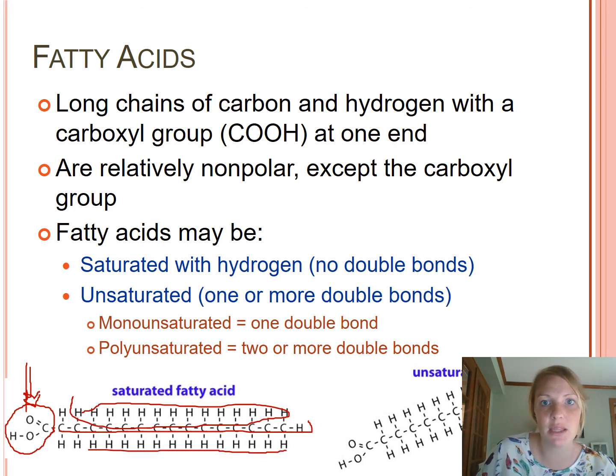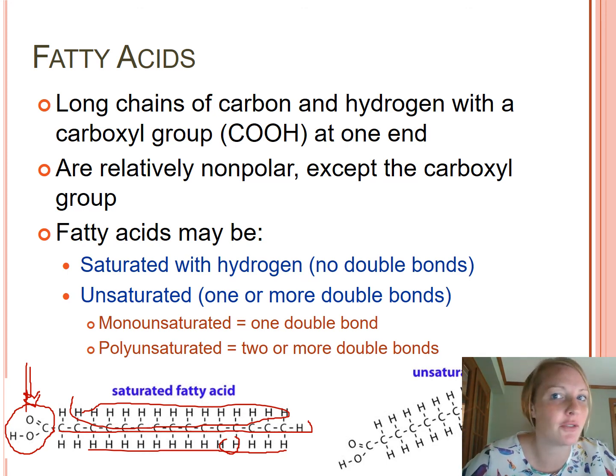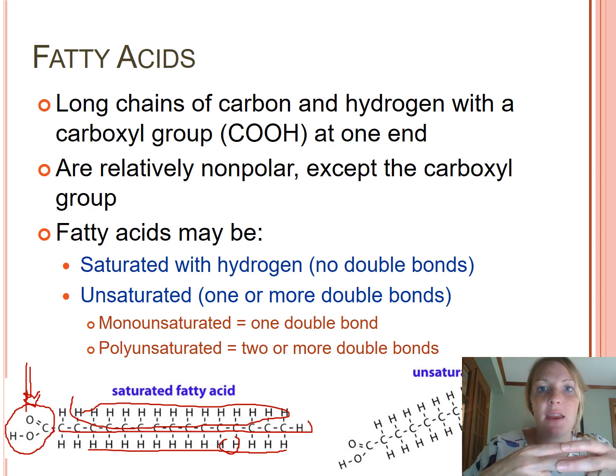So this is completely saturated. There's not a missing hydrogen. If there is a missing hydrogen, what can happen is a double bond can form between 2 carbons, because if you pull off a hydrogen, you're losing an electron, and those valence shells do not like to be missing something, and so a double bond will actually form, and it causes this fatty acid to sort of bend and kink in a certain way.